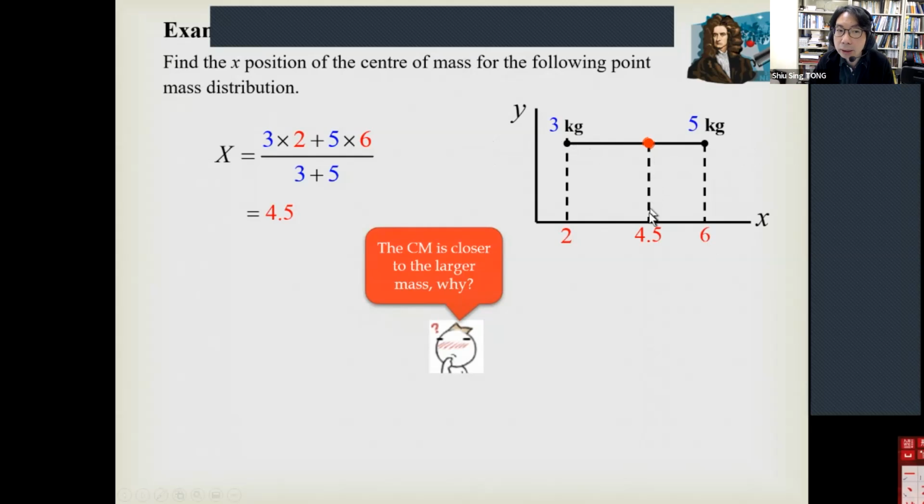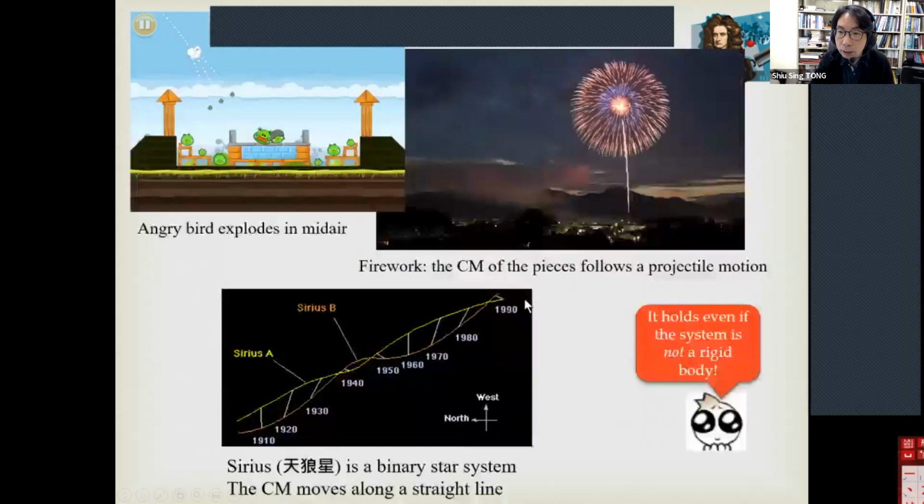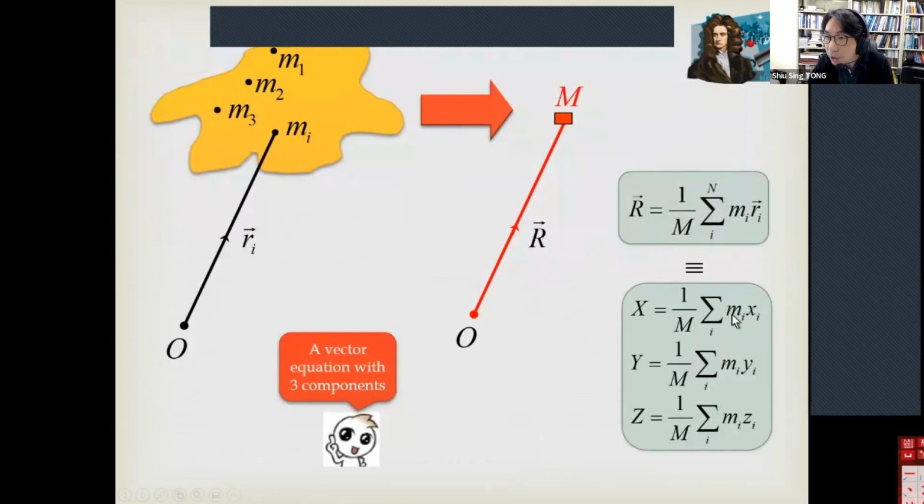The center of mass position is obviously located along this line. But how to find x? Well, it's simple because we know the formula. We form a sum of the mass times the x coordinate, and we divide it by the total mass. That is the formula.